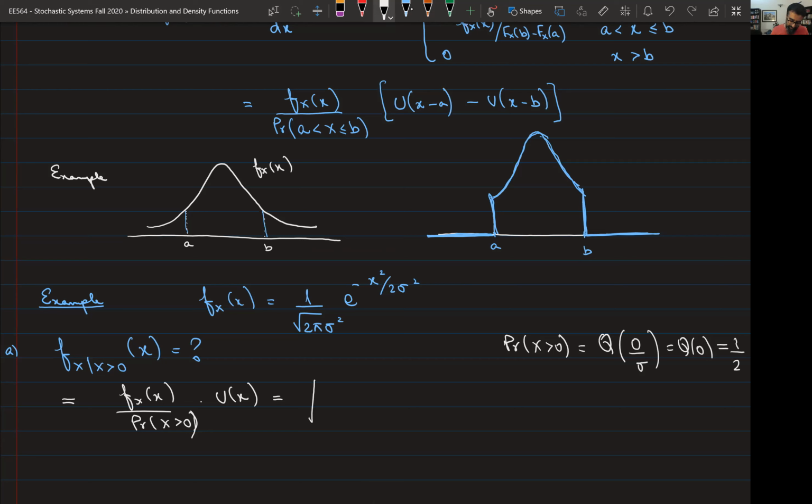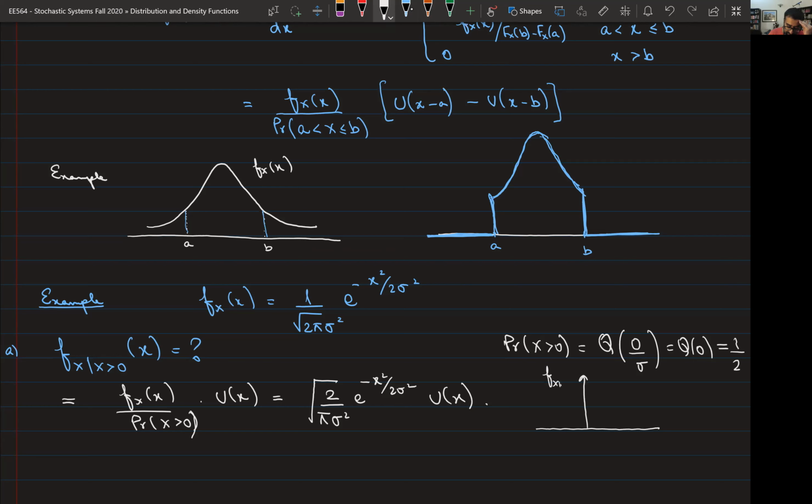So this is the square root of 2 divided by pi sigma squared, e raised to the power minus x squared divided by 2 sigma squared, times u of x. Okay? Is this a Gaussian PDF? I mean, can I say that this is a Gaussian PDF? Isha, can I say this is a Gaussian PDF? Sir, I think you can. You can?